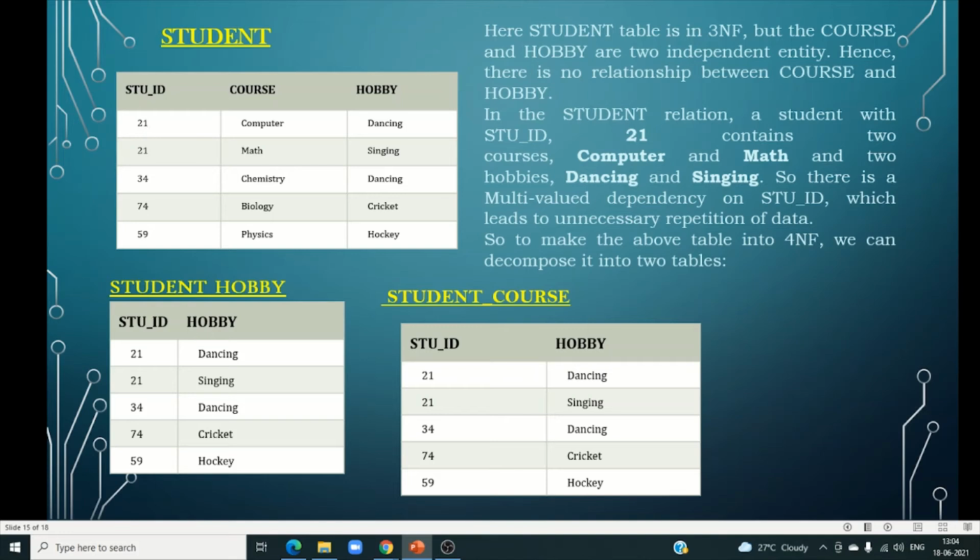There is a rule that no data in the table must be multi-valued. There must be atomic values in the database, and only then are those relations called good.